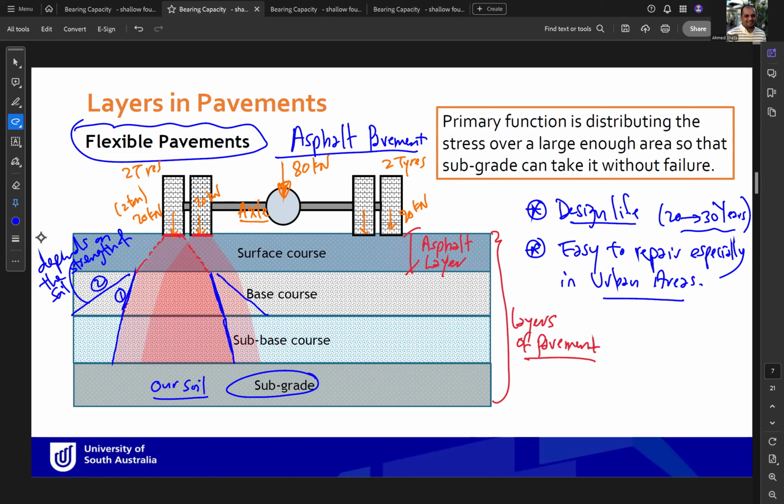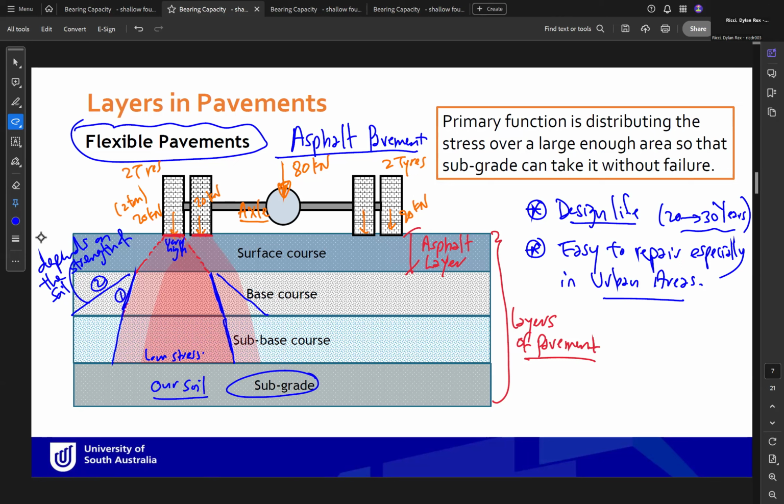Okay, so this is how the stress works. The stress here under this point was very high, but now it is low stress. So this is the idea of the layers of the pavement. Okay, now let's talk about the layers.